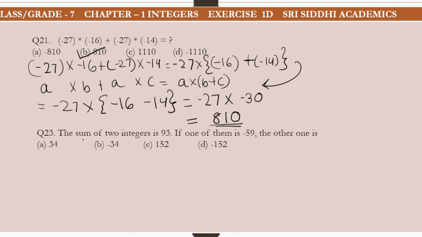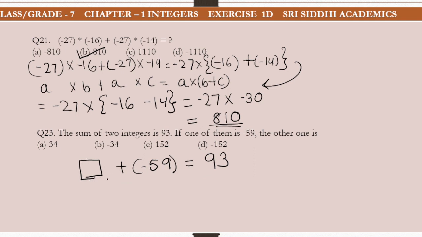Question number 23 says the sum of two integers is 93. If one of them is minus 59, the other one is what? So here is one addend we don't know, the other addend is minus 59, and when we add these two, we are getting 93. So minus 59 is much lesser than 93. That means the unknown is a positive integer and its value is quite big.